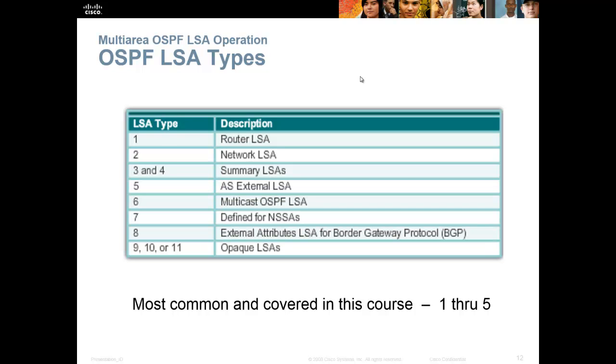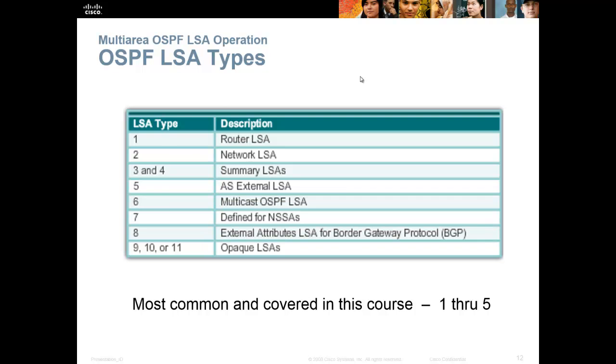Now, depending on the role of the router, it will generate different LSA types. Remember, LSA stands for link state advertisements. So we've got a bunch of different types. Remember, an ABR may generate a different LSA than, let's say, a regular internal router. Luckily for our purposes, we're only going to cover the first 5, which are actually pretty easy. So let's talk about those.